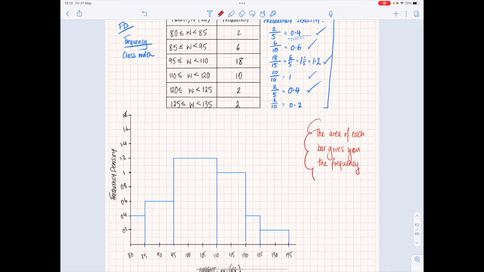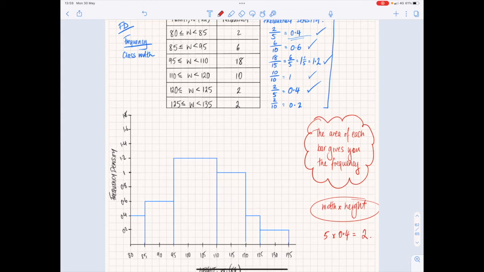So this is a really important thing to be aware of, especially when we look at the next question we're going to speak about in a second. As we can see here, each one of these bars is a rectangle. The way you find the area of a rectangle is width times height. In this case, the width is between 80 and 85, so my width is 5, and my height is 0.4. So if you do 5 times 0.4, you end up with an answer of 2.